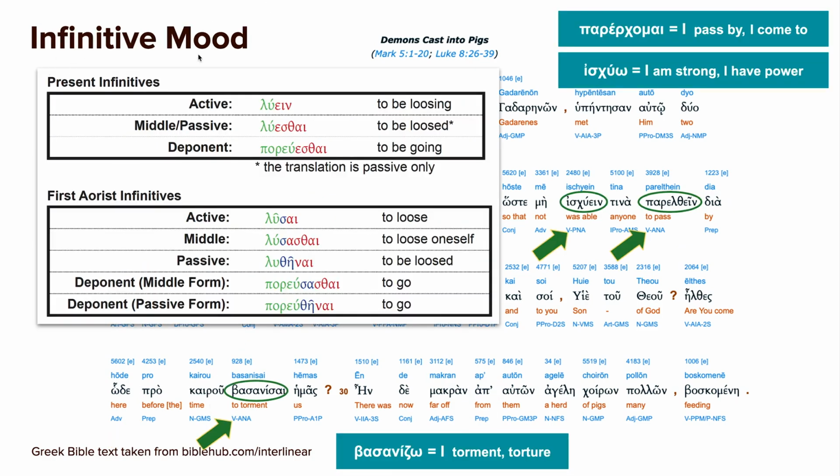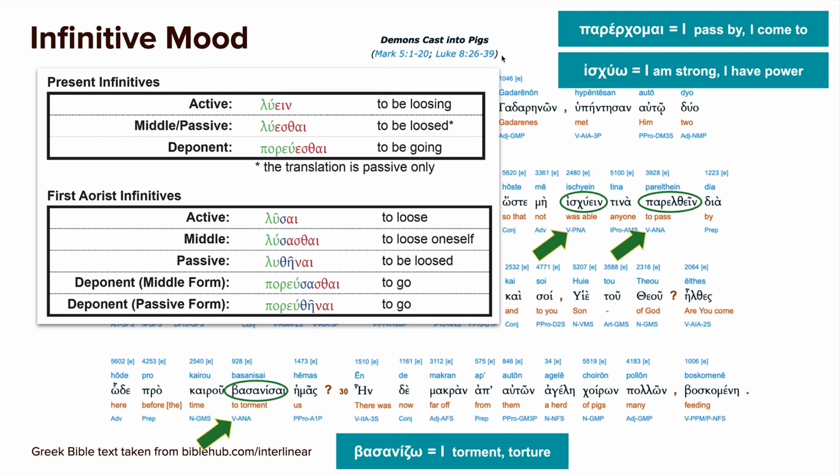All right, let's talk about the infinitive mood again, your favorite. I put up the forms here so we can compare what we have. Here we have a present infinitive active voice. So no one was able, or not one person was able, ischuein.